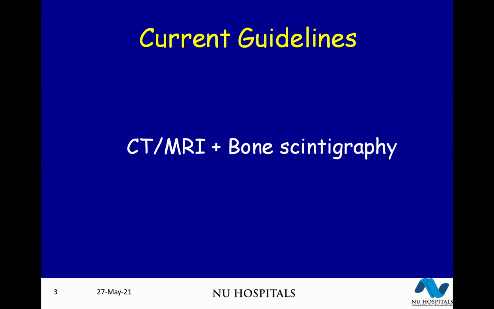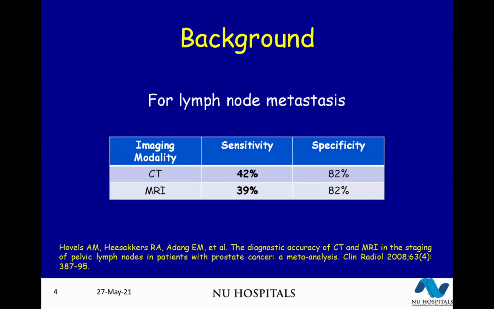Sir, the guidelines currently, as we discussed, were the cross-sectional imaging of CT with MRI with bone scintigraphy. But why, in discussion related to PSMA PET, is the lymph node metastasis, the diagnostic accuracy of the CT or the MRI in detecting the lymph nodes, you can see that the sensitivity and the specificity is low. Importantly, the sensitivity is low in detecting the lymph node metastasis.